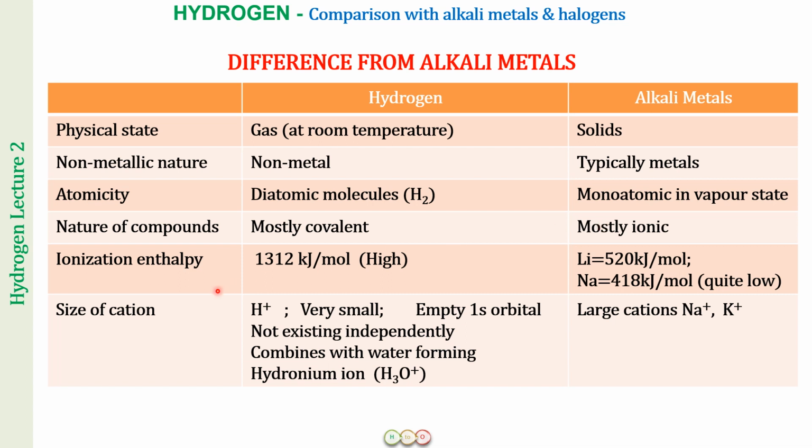Ionization enthalpy of hydrogen, which is 1312 kilojoule per mole, is quite high as compared to the alkali metals. Again, H positive is very small. It has an empty 1s orbital, it cannot exist independently, and when it is present in combination with water, it is always existing as H3O positive, whereas alkali metal ions are large ions existing as Na positive, K positive.